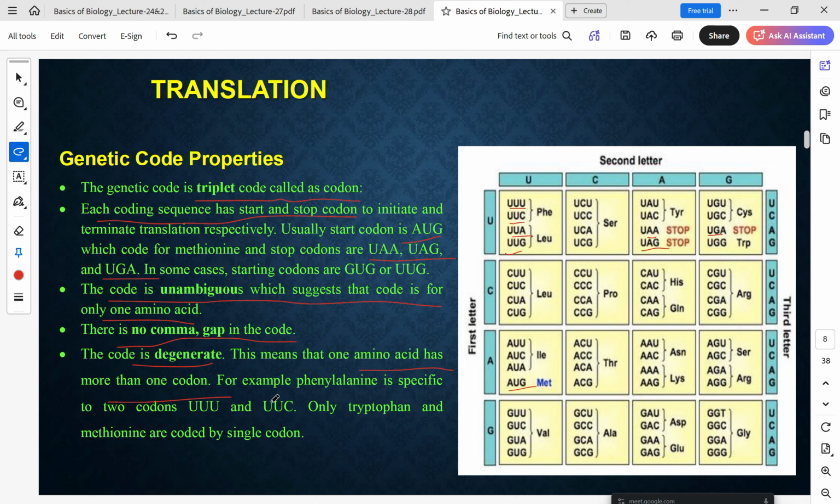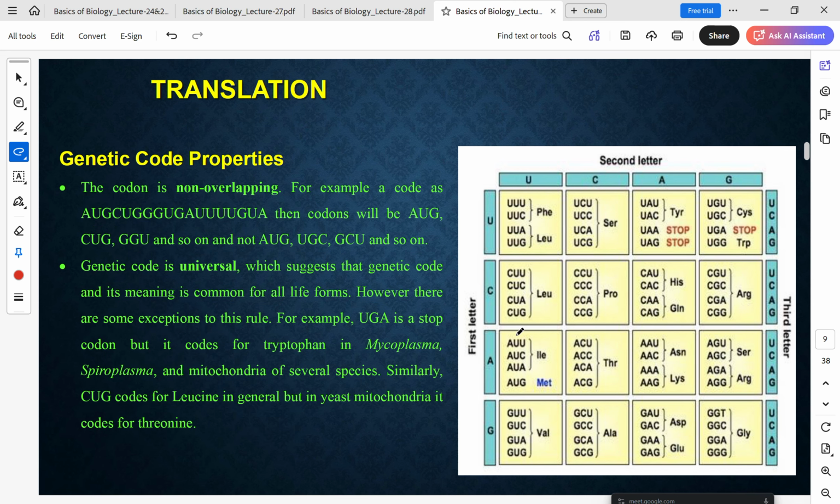There are only very specific amino acids which are coded by one codon. Examples are methionine, which is coded by AUG, or tryptophan, which is coded by UGG. There are some amino acids which are coded by as many as 4 or 6 codons. One example is leucine, which is coded by 6.